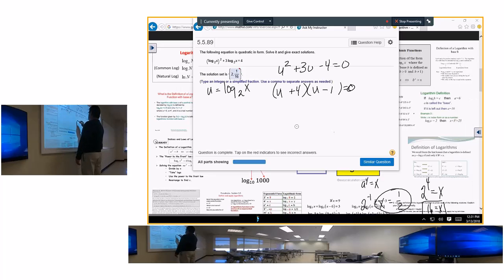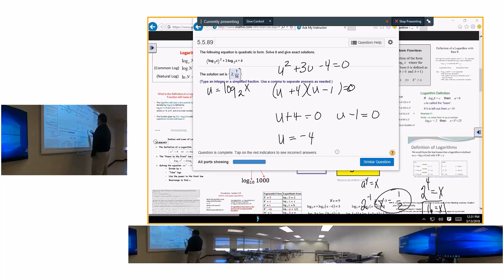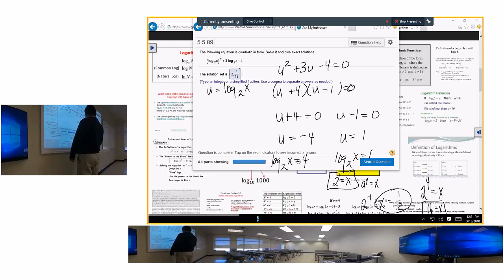All right. So u plus 4 is equal to 0, and u minus 1 is equal to 0. All right. So u is equal to negative 4. There we go. And u is equal to positive 1. Now I can say log base 2 of x is equal to negative 4. Log base 2 of x is equal to 1. Now 2 to the 1 is equal to x. And this is a negative 4, sorry. And 2 to the negative 4 is equal to x. A to the y. There we go. And then x is equal to 2.